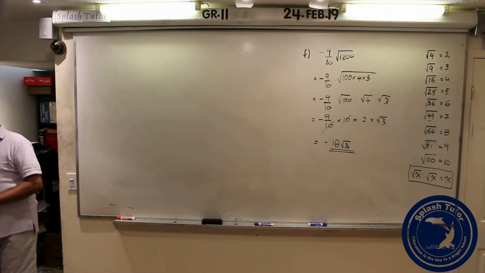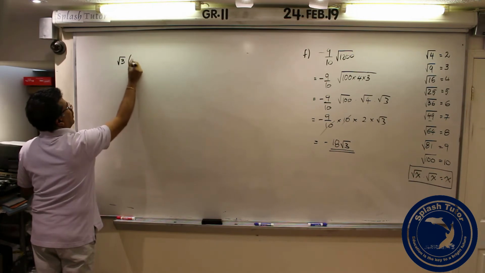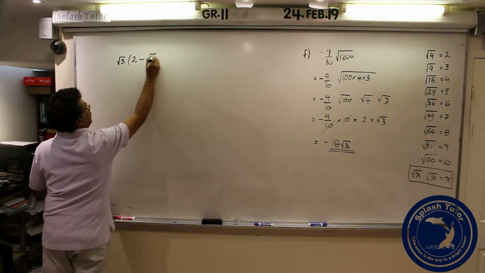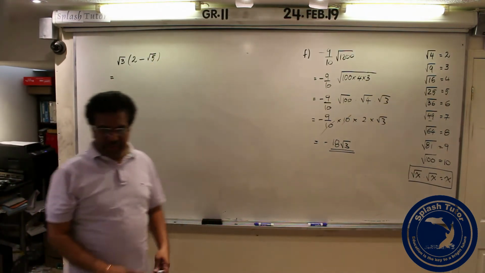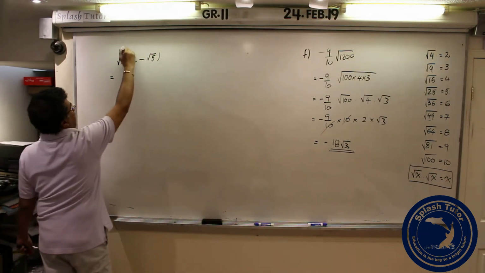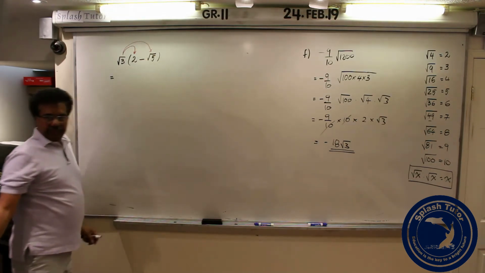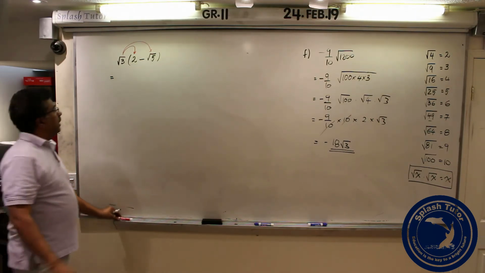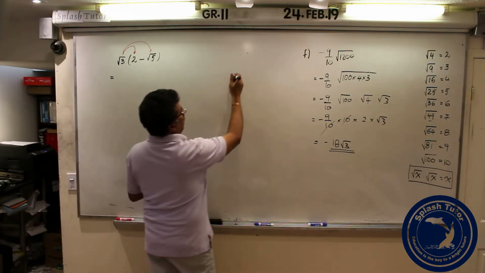And this is root 3 times 2 minus root 5. Root 3 times 2 minus root 5, what do we call it? We call it the distributive property. That means this has to multiply with this, and this has to multiply with this. So we have to make sure that both terms are multiplied. And when you multiply this, we always write it in a certain way.